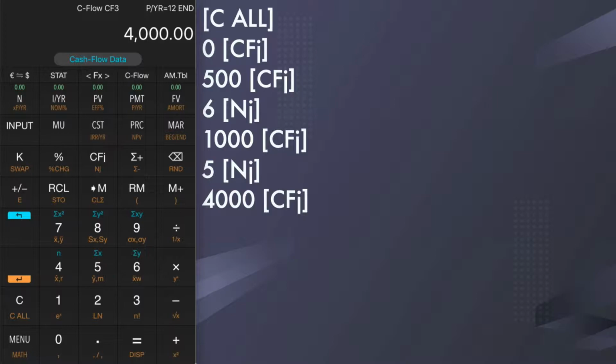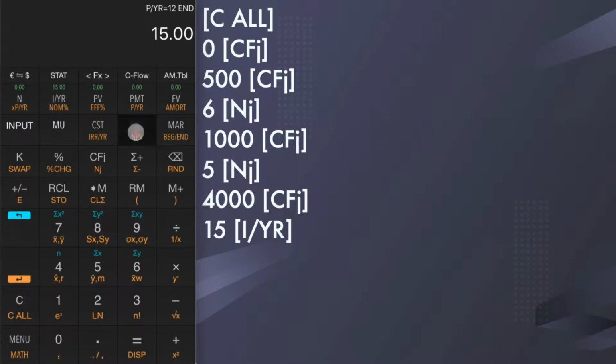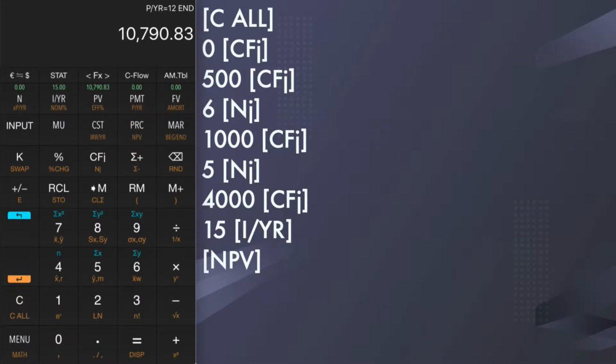Since we want to yield 15% for this investment, set 15 into I/YR. To calculate the money you should pay for the contract, tap yellow shift and net present value. The result is $10,790.83. That means you should invest $10,790.83 for the contract.